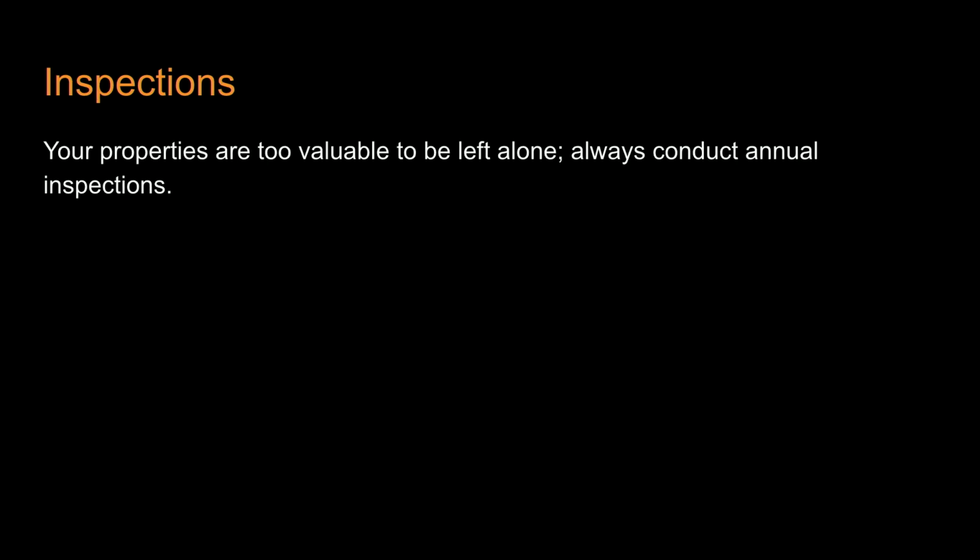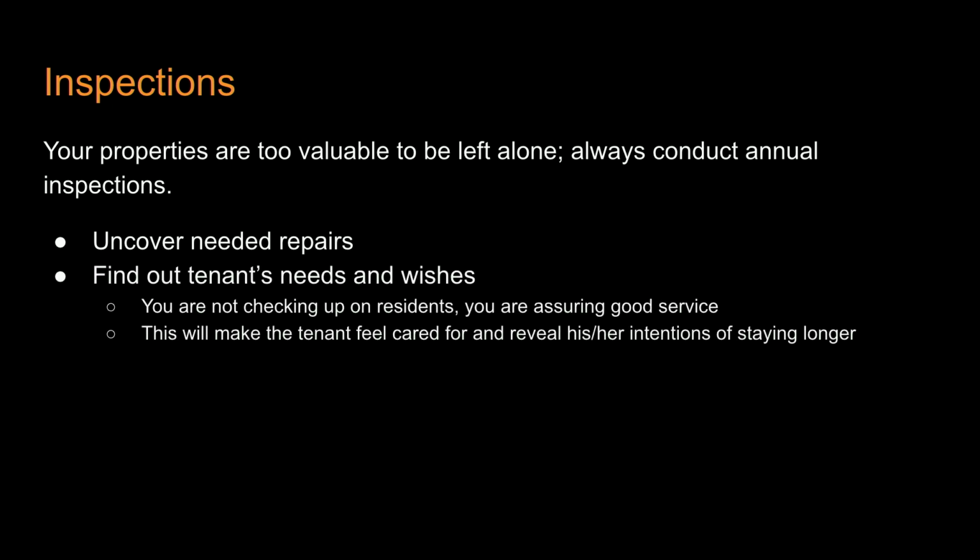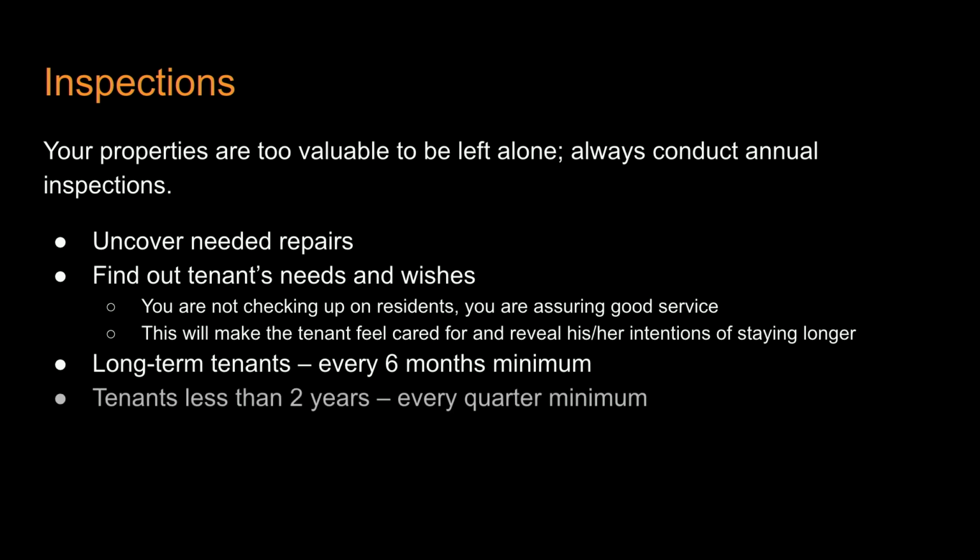When it comes to inspections of the property, your properties are too valuable to be left alone. Always conduct annual inspections. This will help you uncover needed repairs. It will also help you find out what your tenants' needs and wishes are. Remember that you're not checking up on the tenants, you're just assuring good service. This will make your tenant feel cared for and reveal his or her intentions of staying longer. For long-term tenants, you should be doing an inspection at least every 6 months. And for tenants with shorter terms, 2 years or less, you should be doing an inspection every quarter at a minimum.